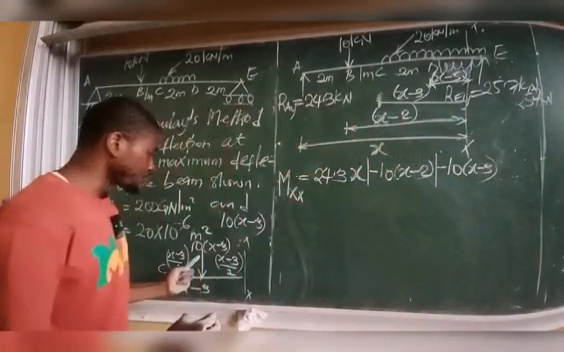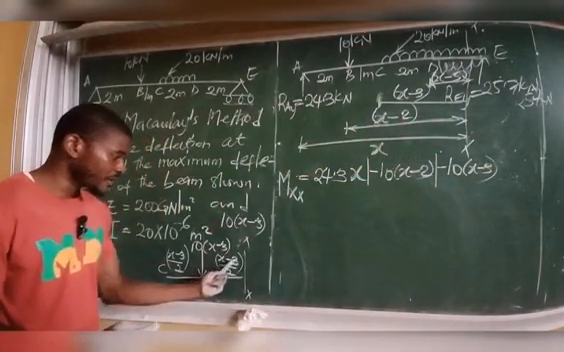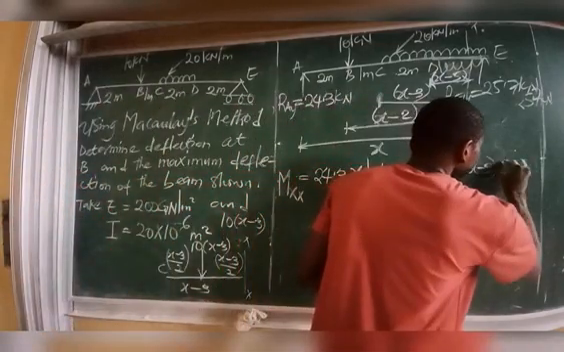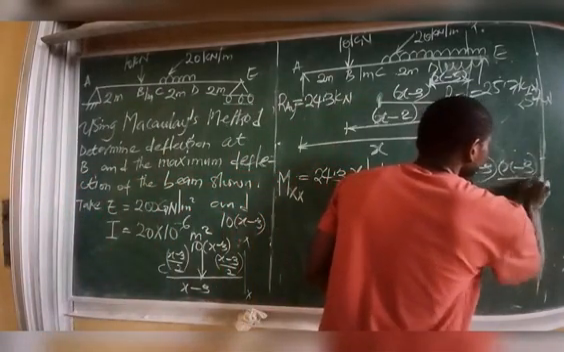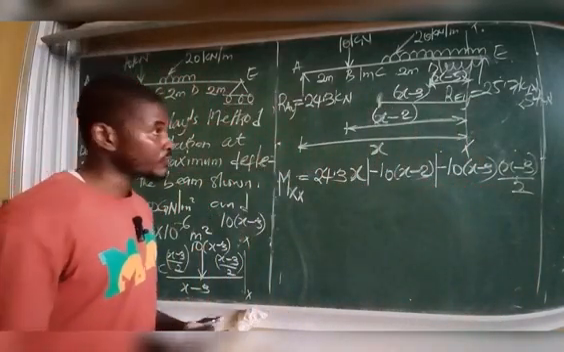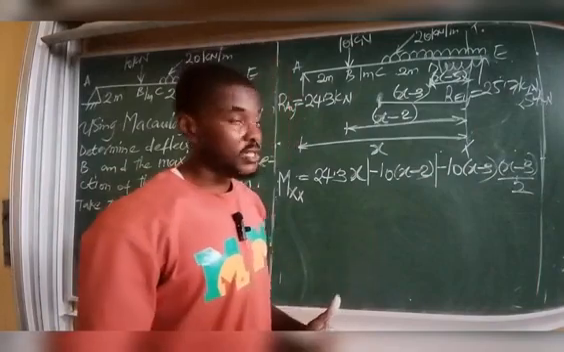And the distance it takes this force to get to the point of section is simply x minus 3 all over 2. So I simply have times x minus 3 all over 2. Okay, that gives me the moment of that load from point C to the point of section.